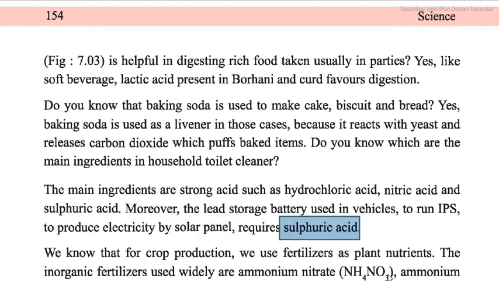What is sulfuric acid? Sulfuric acid is a mineral acid composed of the elements sulfur, oxygen, and hydrogen. It is a colorless, odorless, and viscous liquid that is miscible with water. The molecular formula is H2SO4.